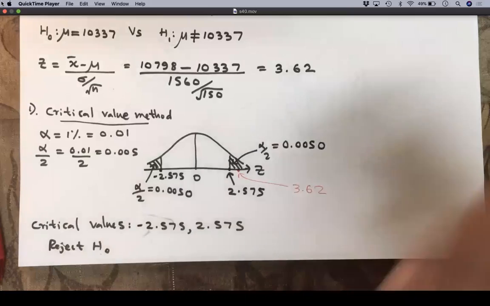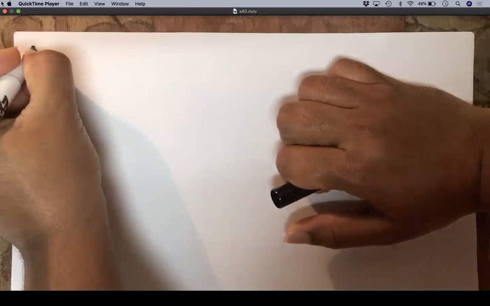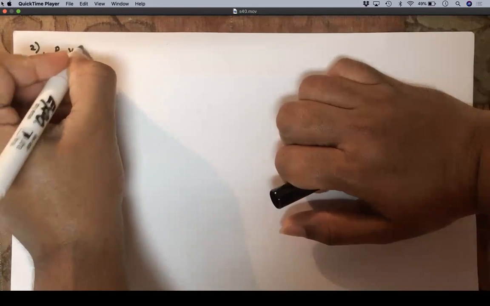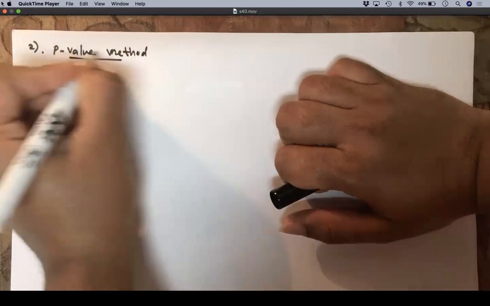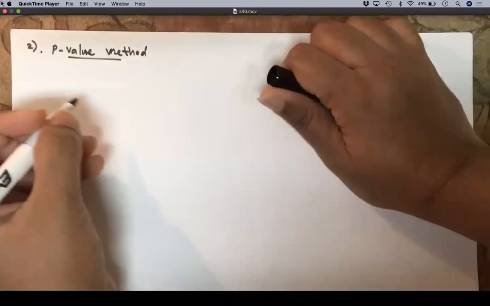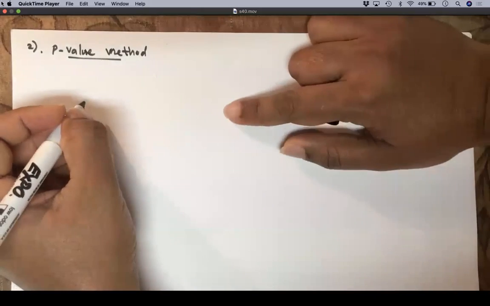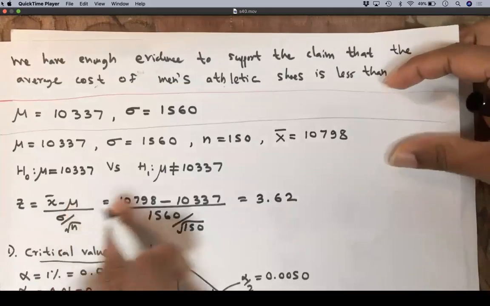Then I will get the same answer using the next method, and then we will write the common conclusion. How can we use the second method to get the same result? I will show you how to do that. The second method is the p-value method. How can we get the p-value according to our example? The first thing, we know our test statistic. We need that one.